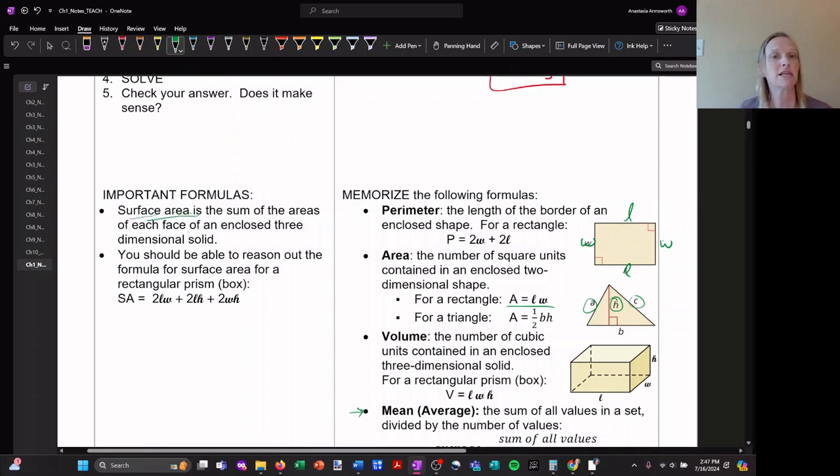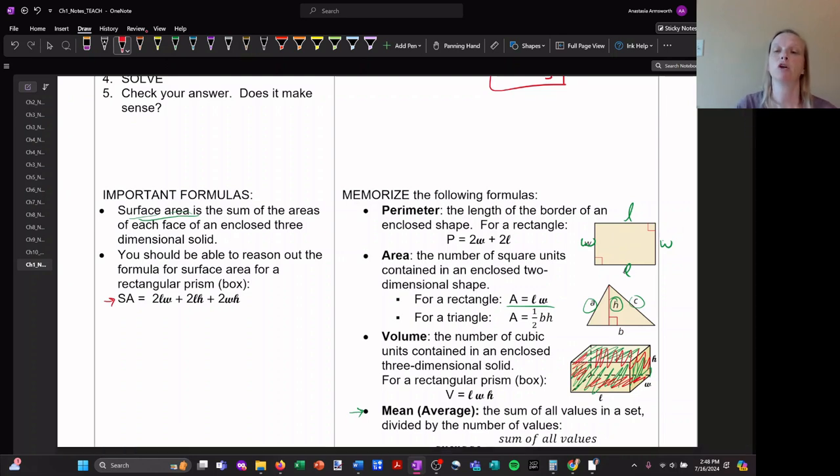So surface area is the sum of the areas of each face of an enclosed three-dimensional solid. So if you found the area of this rectangle and this rectangle and this rectangle, as well as the rectangles on the hidden faces, this rectangle and this rectangle, and then you added all 6 of those rectangle areas together, you would get surface area. I don't necessarily recommend memorizing this formula, but you should be able to reason it out. If there are 6 faces on a rectangular prism, then you find each of those areas and then add them together.